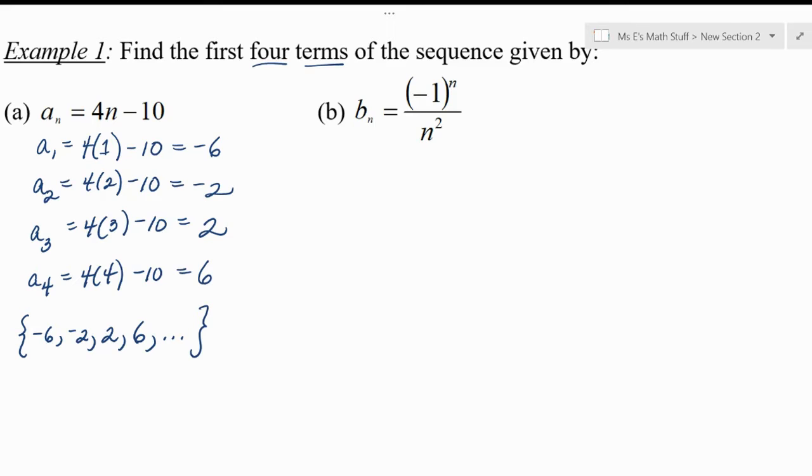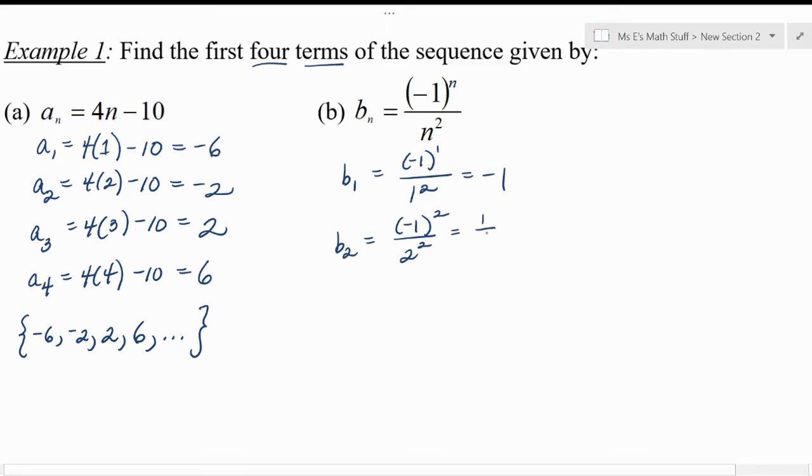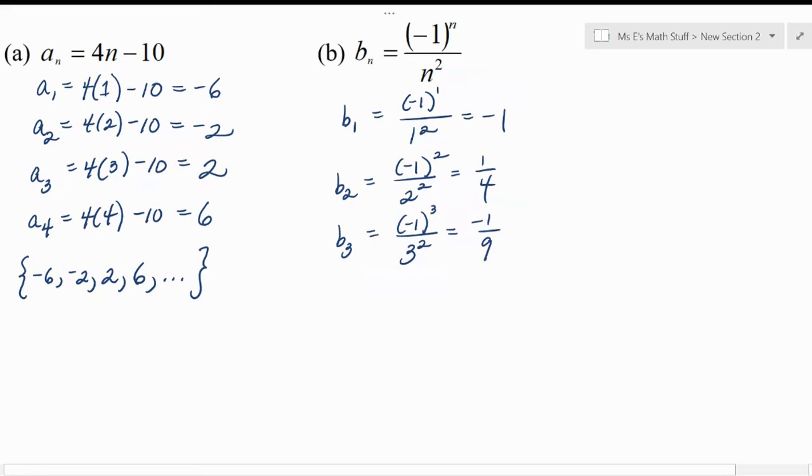So there you go. Let's see, for part B, same thing. B sub 1 would be negative 1 to the first over 1 squared, which would end up being, what would that be, negative 1. B sub 2 equaling negative 1 squared over 2 squared would end up being positive 1/4. B sub 3, let's see, whoops, wrong thing. Got those backwards, didn't I? 3 squared, which would be negative 1/9.